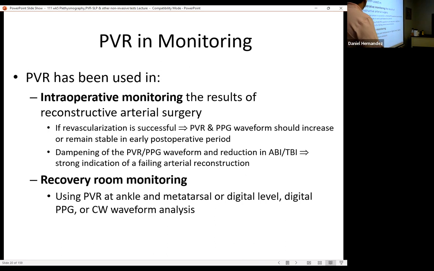So this PVR machine, we can bring this up to the OR, it can be done portably, so we can do this as intraoperative monitoring to see if the recanalization procedures that we're doing in the OR are successful or not. It can be used in the recovery room after the procedures. So it's portable, we can take this machine wherever we want to go.